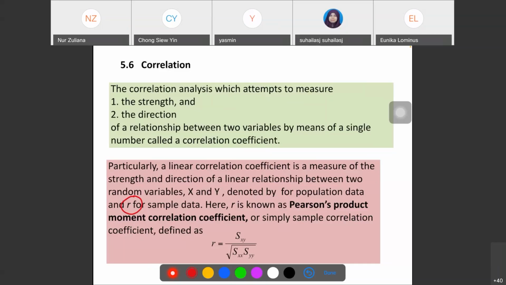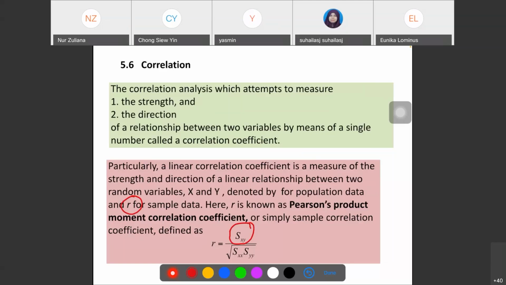So the formula is given as SXY divided by square root SXX times SYY. So you have SXY divided by square root SSX, SYY. That means we have three values that we already computed from the testing linearity. So in order for you to find your correlation, just compute SXY divided by square root SSX, SYY. So it can also be computed using your calculator.